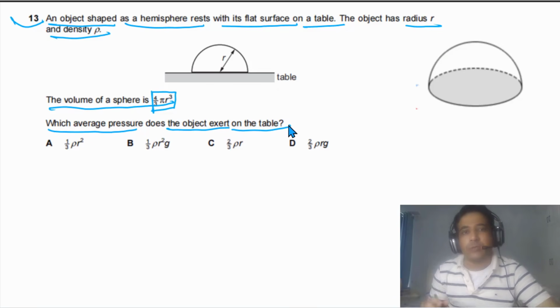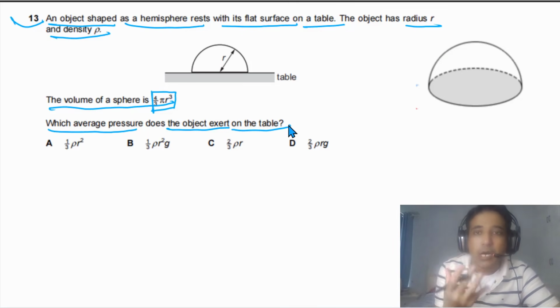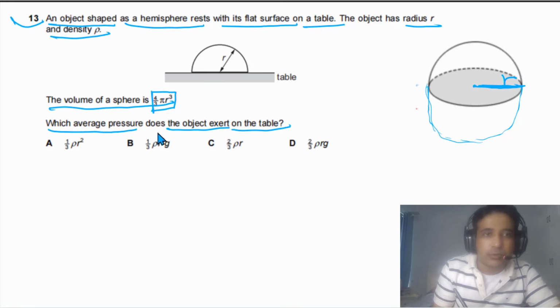So first of all, we need to understand that in this case this is a hemisphere. Hemisphere means that this is half of a sphere. So this will be the complete sphere, somewhat like this. And in this question, only half of the sphere is given. The radius of the sphere in this case is given to us, that is equal to r. So we need to find out P.